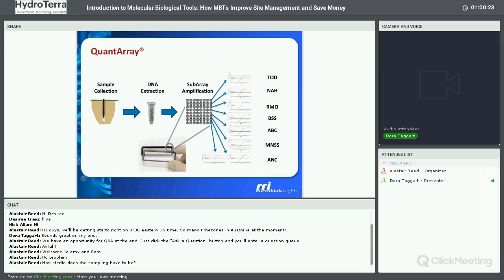So one of the questions that we have is, how sterile does the sampling have to be? Well, you want to be as representative of your aquifer as you can. So what we would do is send you sampling supplies that are sterile, and HydroTerra has those in stock there. And you would just want to use gloves in the field and do the sample collection.